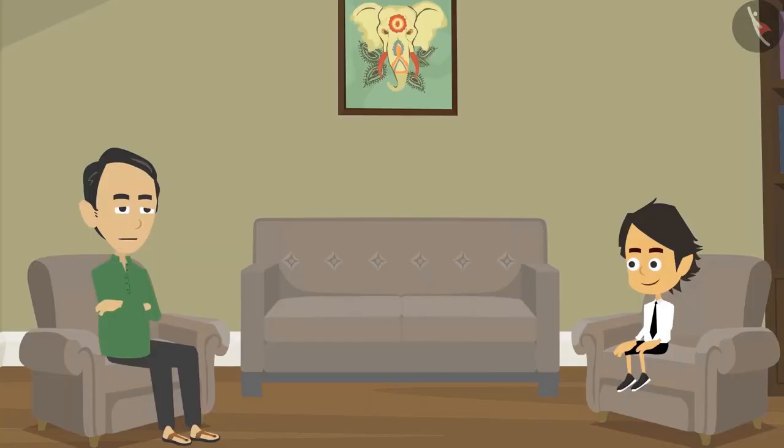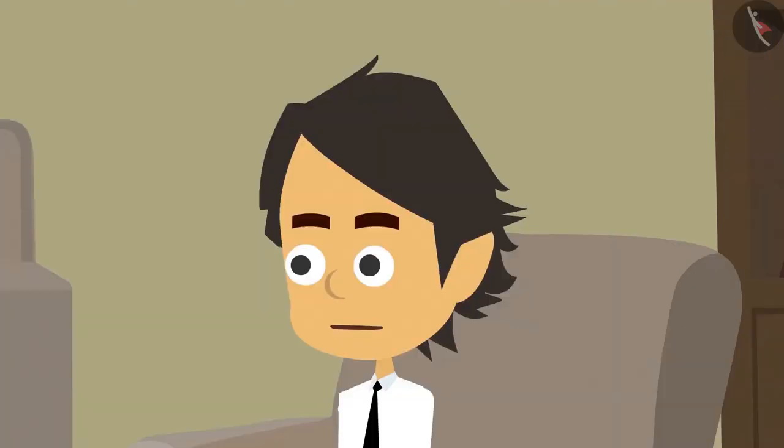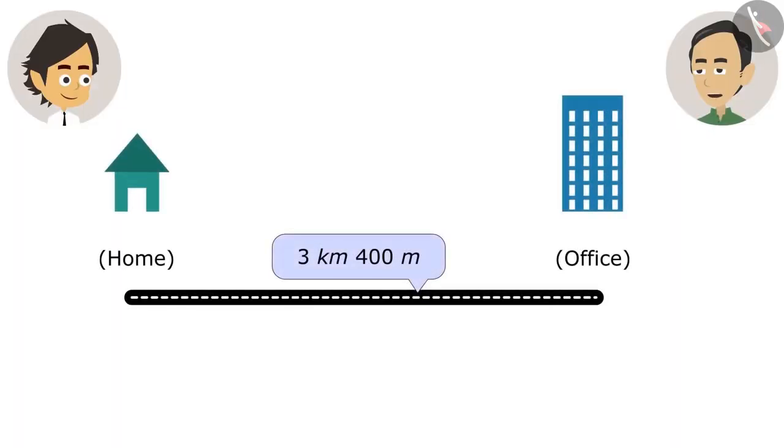I ask you another question related to distance. Sure? My office is 3 kilometers 400 meters away from here. What does it mean? I know that. We can also tell the length using two different units. And this means that your office is 3 kilometers and 400 meters away. You are right. Now tell me how far I have to go to the office and come back?